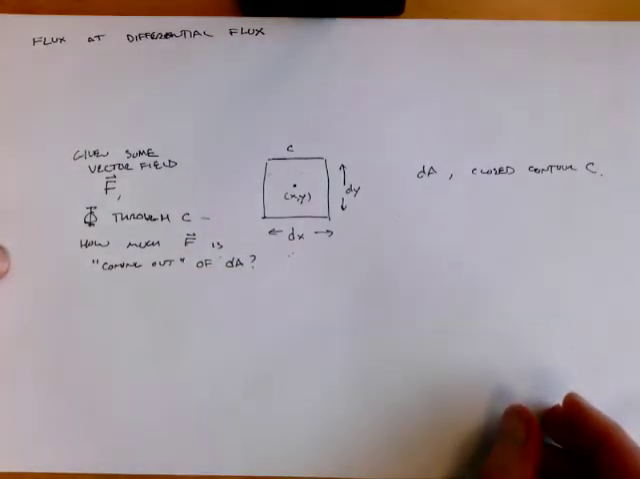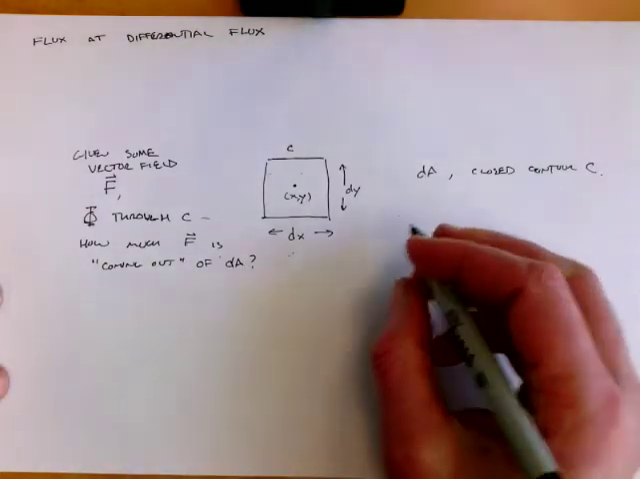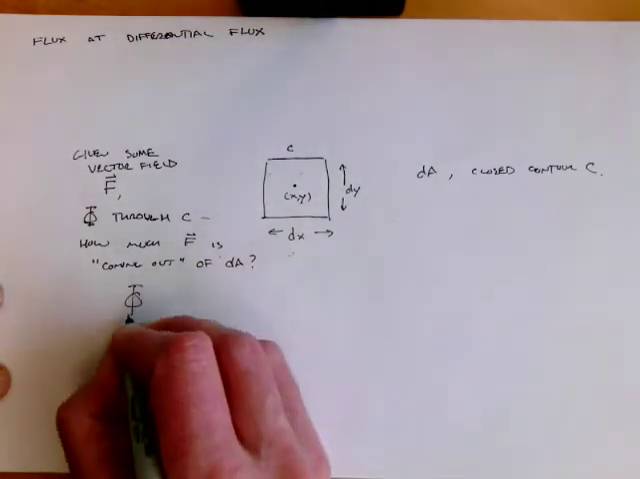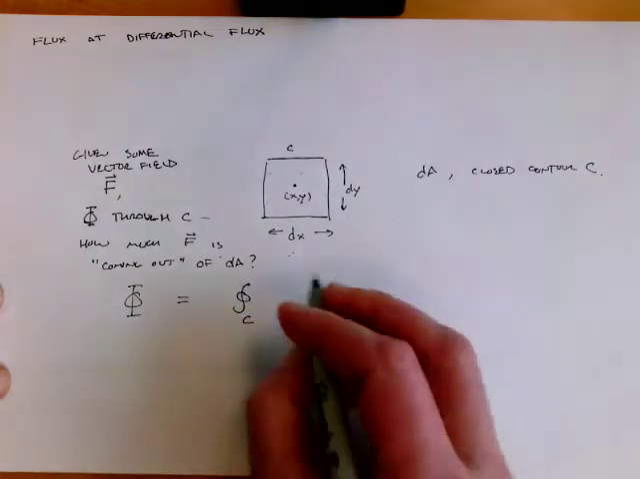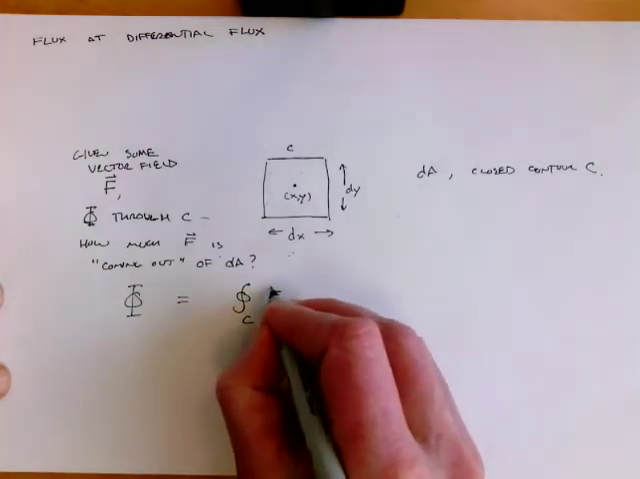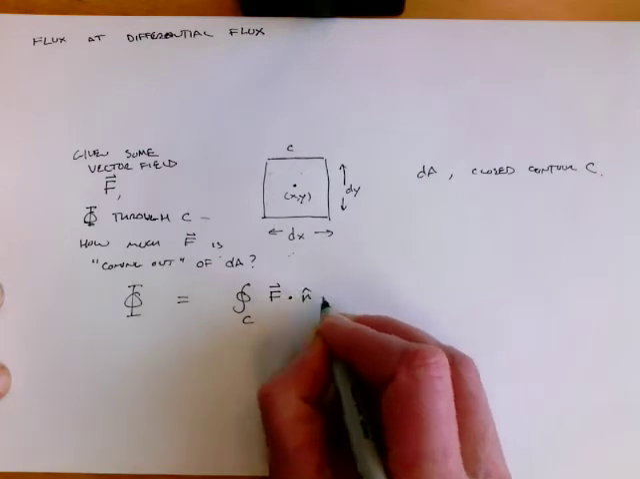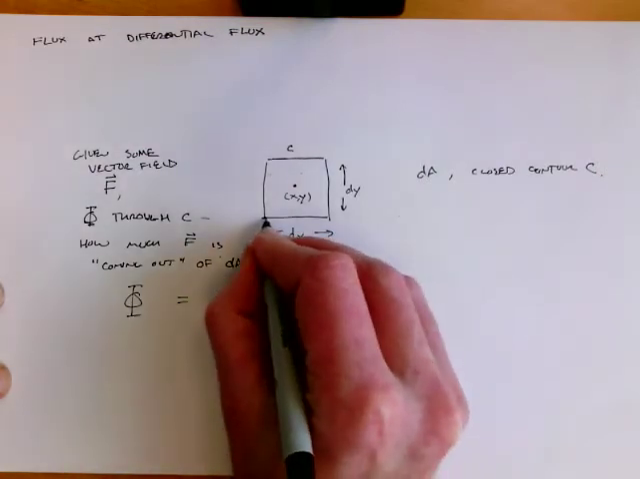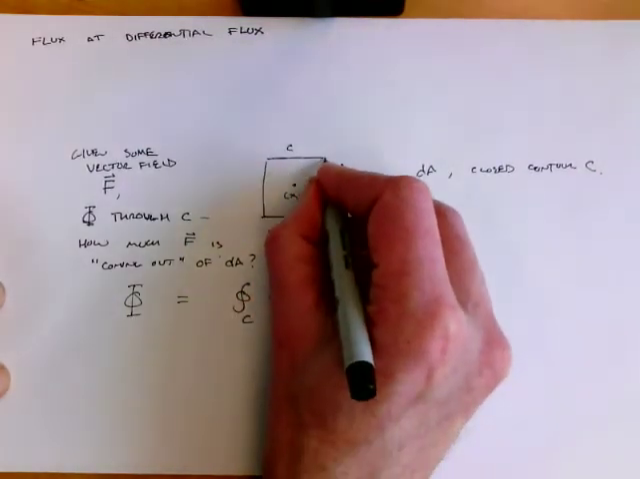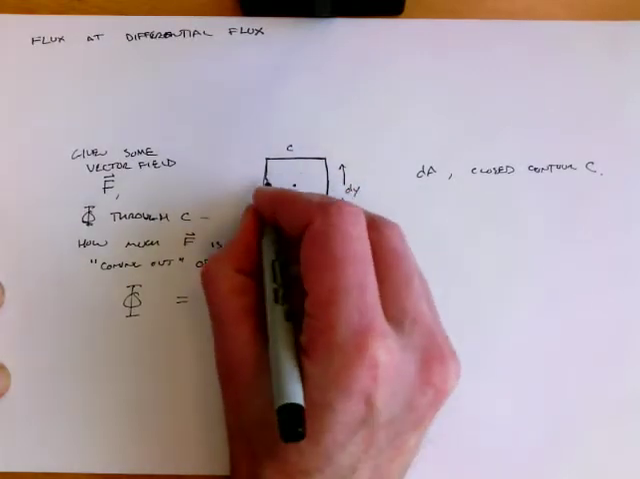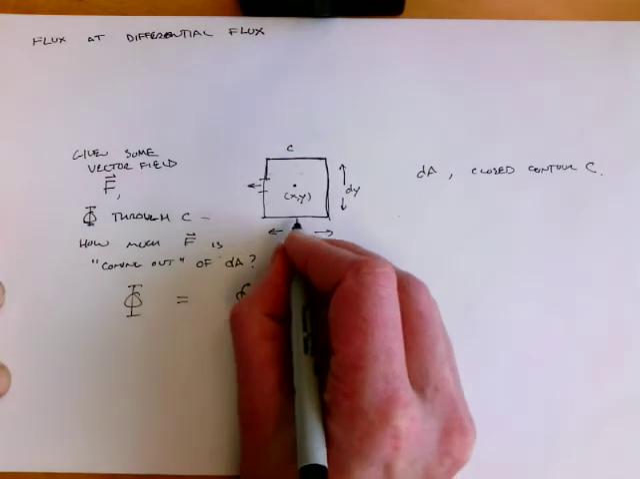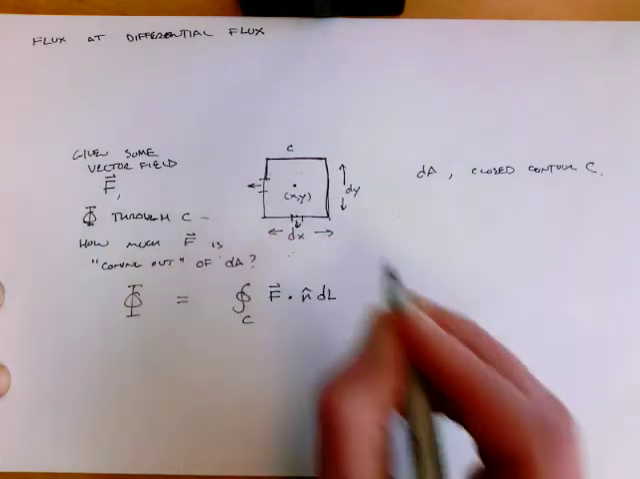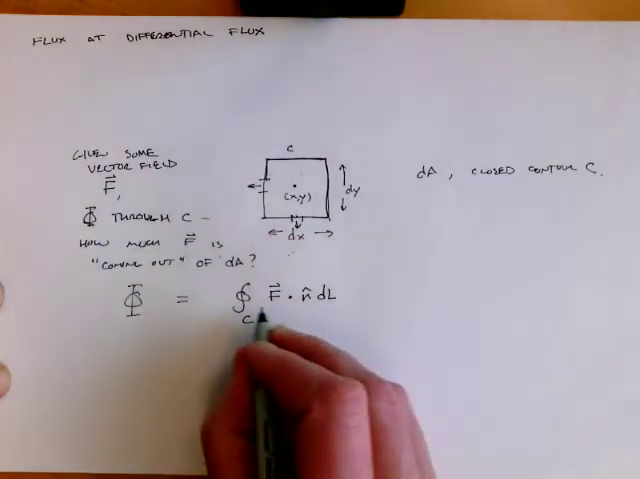Okay. Well, conceptually, we sort of know how to write out the coordinate-free integral for that. The coordinate-free integral for that flux is going to be the closed integral around that contour C of the vector field dotted with n hat dl, right? We're working in two dimensions, so we're walking around this contour, and at each point around that contour, we're looking at how much flux is coming out of each little bit of that contour, right?